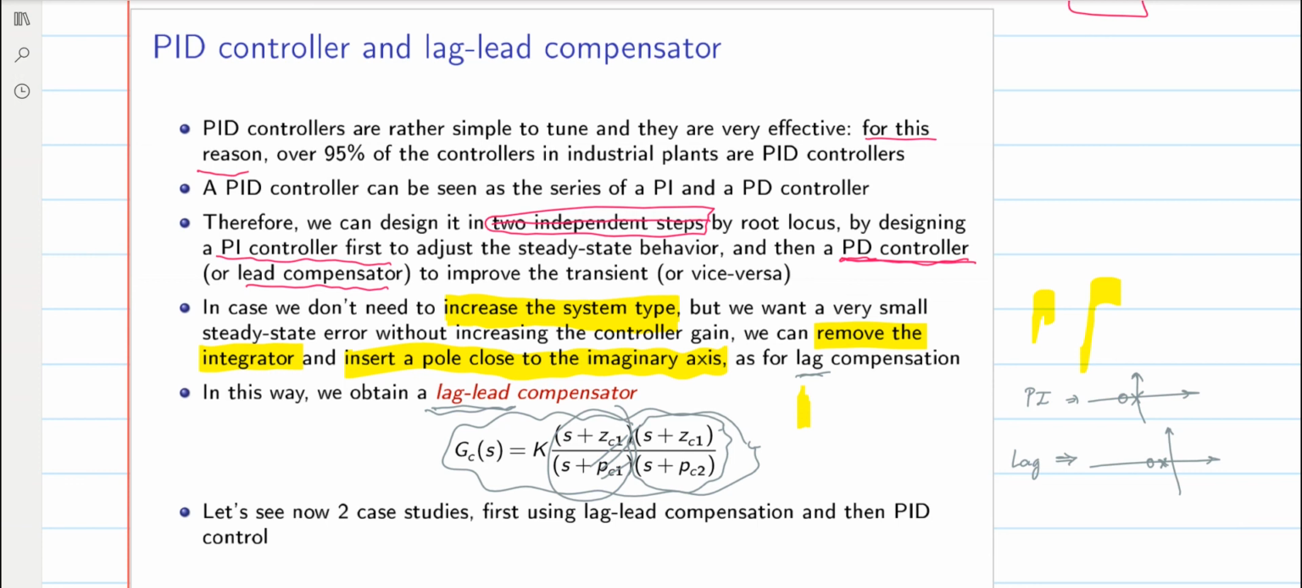In the next video, we'll go through two case studies in which we will design a Lag-Lead compensator and a PID controller, and you will learn how to find all the parameters for such controllers. We will do it in the next video.